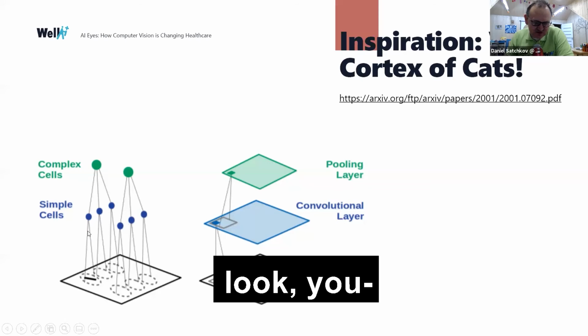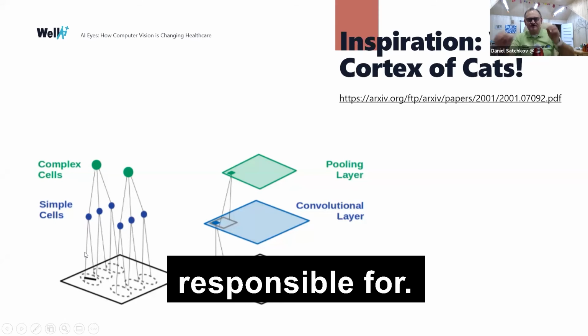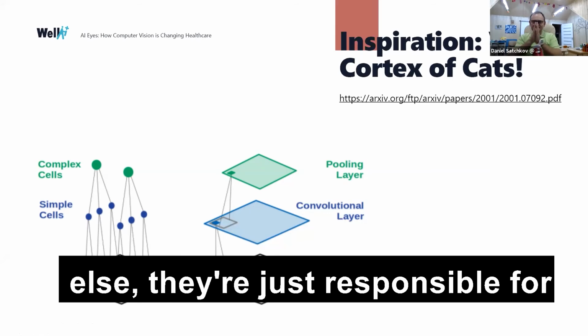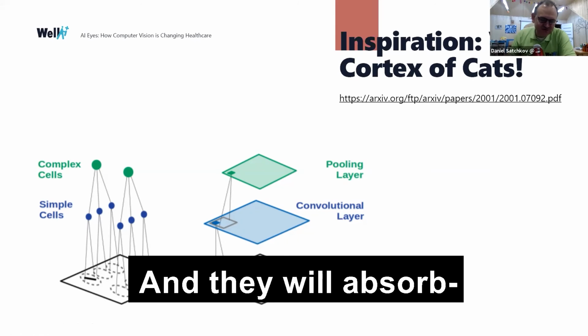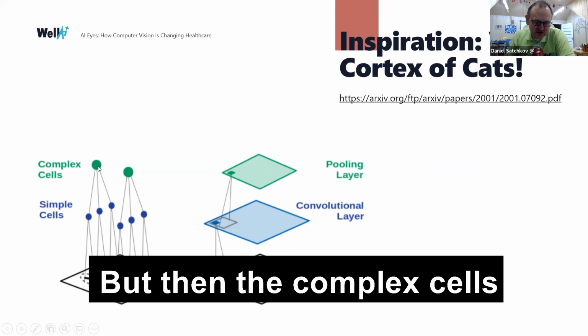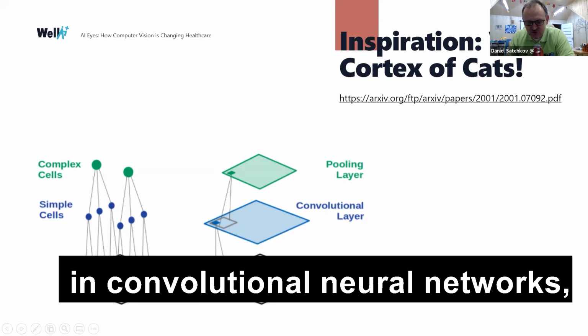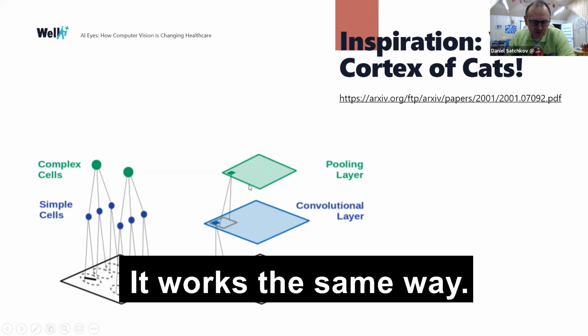Simple cells, you notice that, right? It's very similar. They have an area that they're responsible for. They don't care about anything else. They're just responsible for that little area, and they will absorb the information from that area. But then the complex cells are connected to them, and they summarize it. Notice that in convolutional neural networks, it's kind of similar. It works the same way.